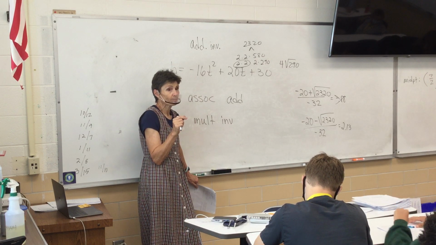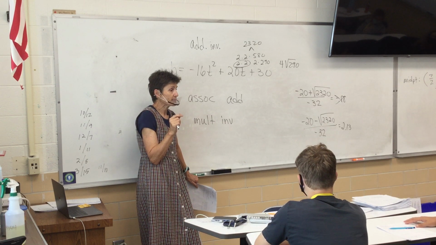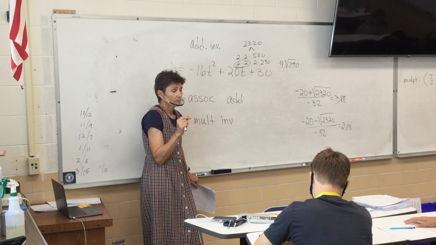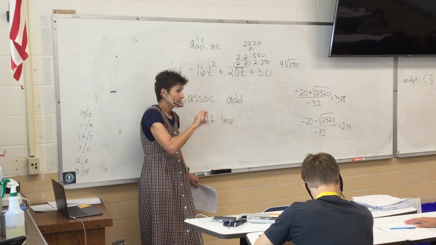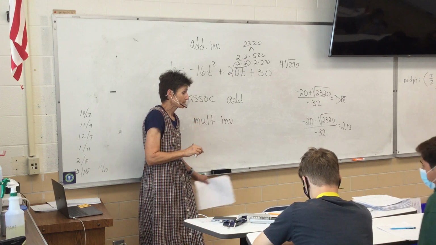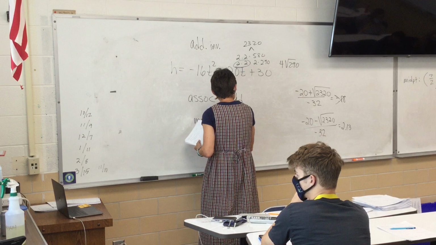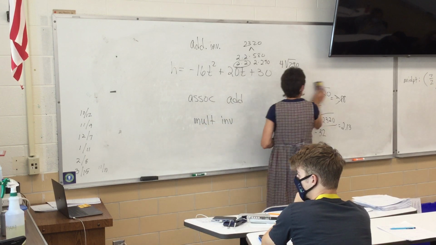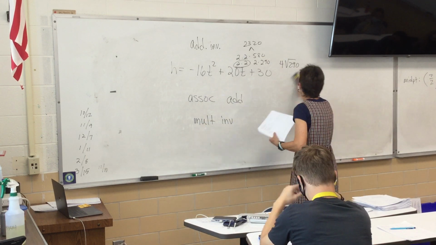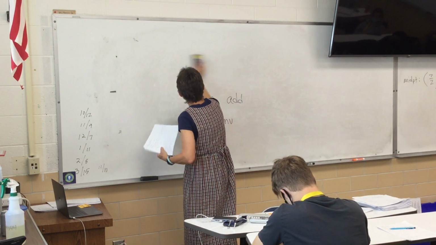When things cancel out, it's the inverse. So they cancel out in A and they cancel out in C. One is addition, one is multiplication. All right, 2A, solve. What are you going to do with a problem like 2A?